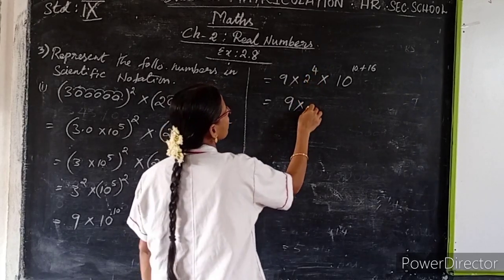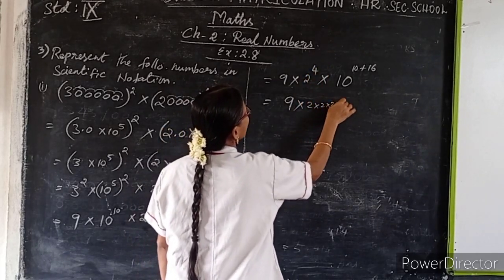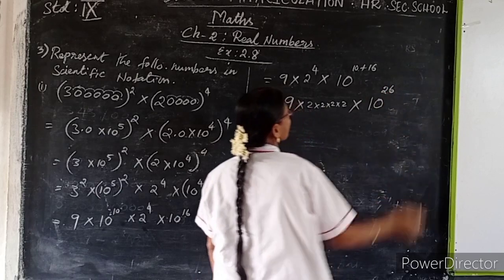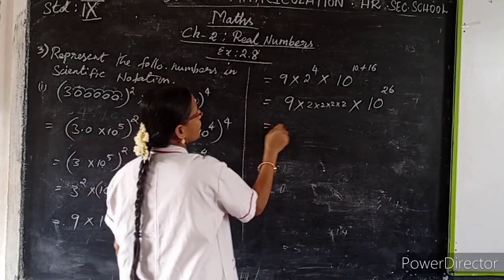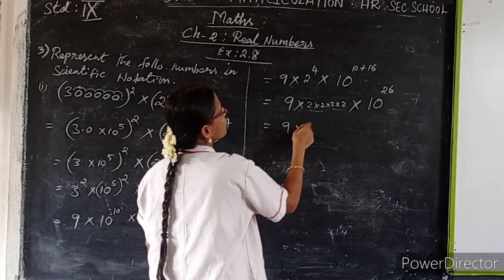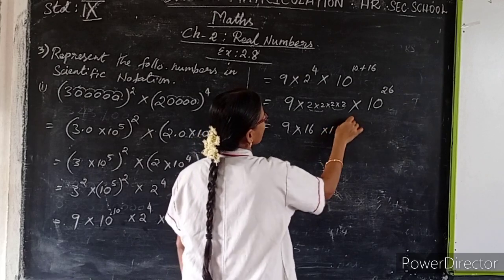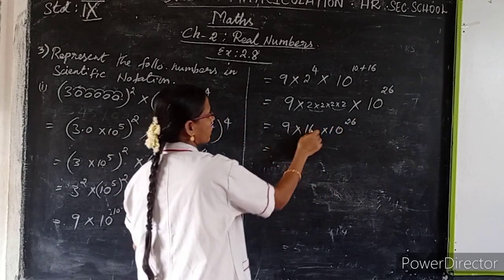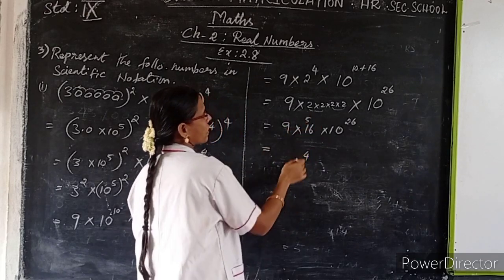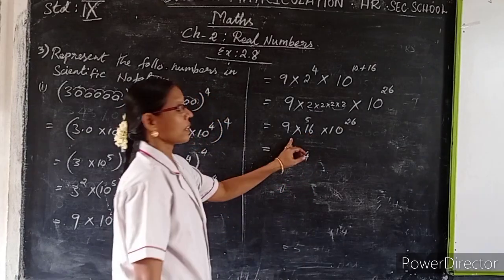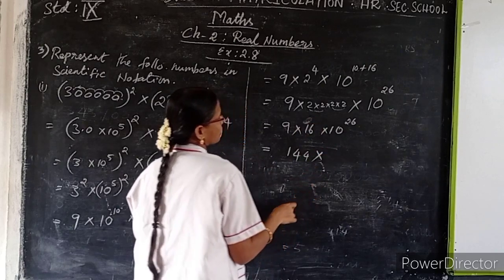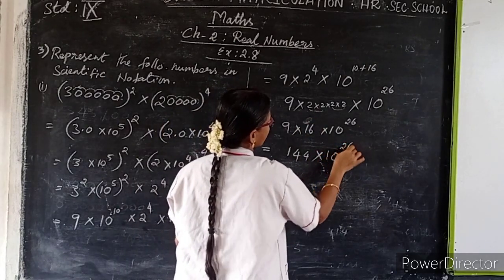This 2 power 4 is 2 into 2 into 2 into 2, into this 10 power 10 plus 16 is 26. Now 2 2's are 4, this 2 2's are 4, 4 4's are 16 into 10 to the power 26. Here 9 5 6 are 54. 9 5s are 5, 5 plus 9, 9 1s are 9, 9 plus 5 is 14 into 10 to the power 36.